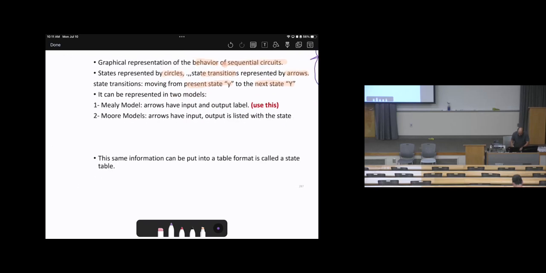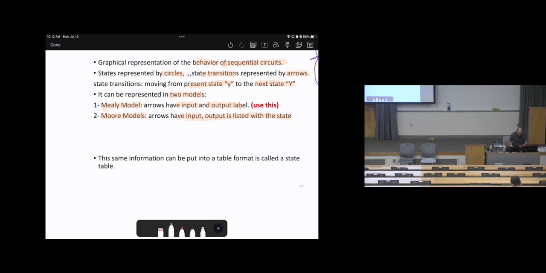The states can be represented in two models. The first model is called the Mealy model. The second one is the Moore model. In the first one, the arrows have inputs and outputs on the label, while in the other one, the arrows have inputs while the output is mentioned inside the states. This is the only difference between them.